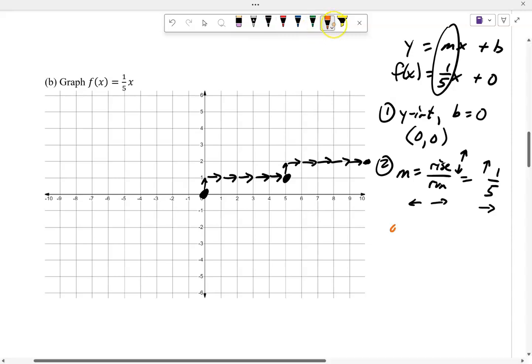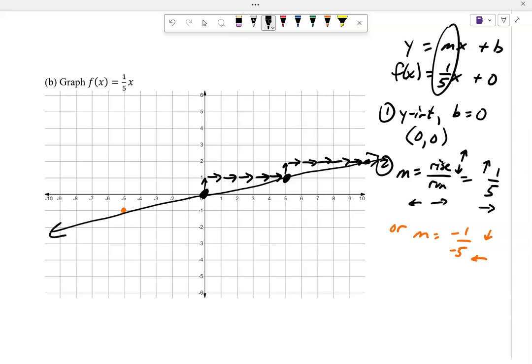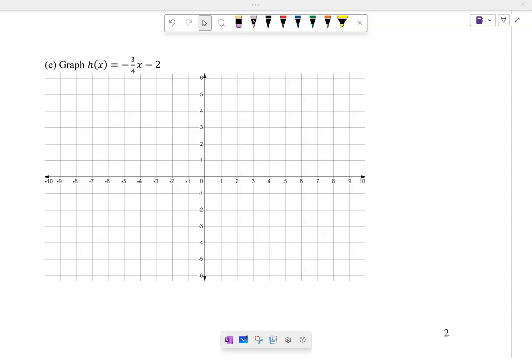Or if you want to, isn't negative over a negative a positive? Right? You could go down 1 and left 5 as well. Down 1, left 5, and it's also on that line, you'll notice. So there's the graph of 1/5 x. This would be a good one to pause the video and have it be a you-try-it problem.